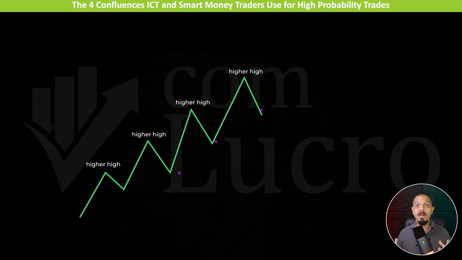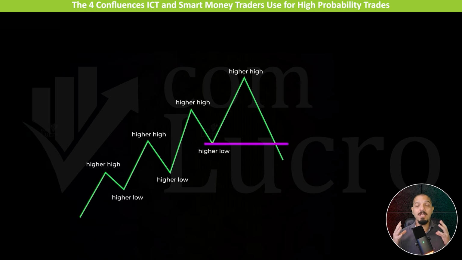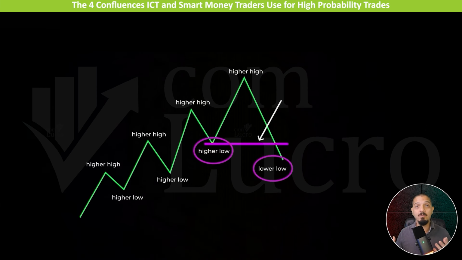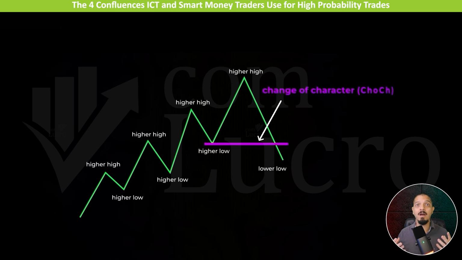Of course, markets do not remain in an uptrend forever. At some point, the trend begins to change. This shift occurs when the previous lows are broken, leading to the formation of lower lows. Before this break, price was forming higher lows. Once those levels are broken, they turn into lower lows. This break of the previous lows during an uptrend is known as a change of character, often abbreviated as CHoCH.